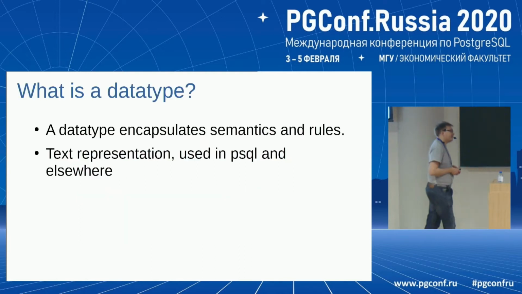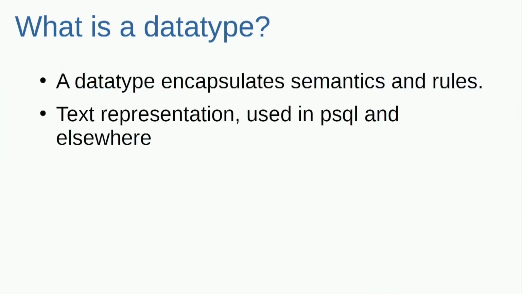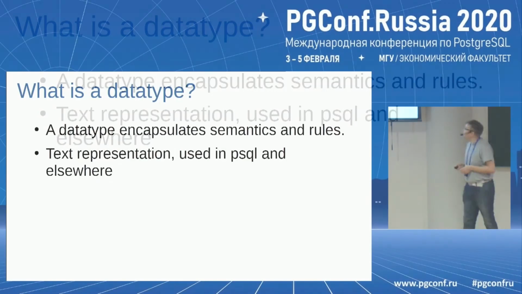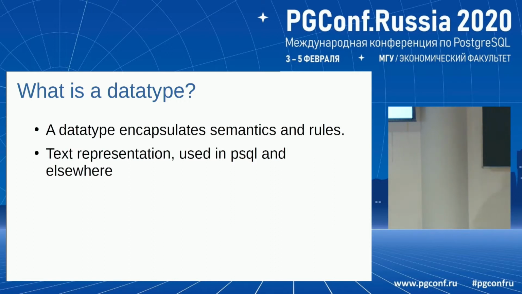So what is a data type anyway? A data type encapsulates the semantics and rules of what it means to have a piece of data. In Postgres, a data type usually, or always, has a text representation. For an integer, you would have digits from 1 to 10. For date timestamps, you would have different representations. For strings, you just have the string. And the text representation is what you usually see. If you run a query, you get the text representation back, and the application usually uses the text representation too.